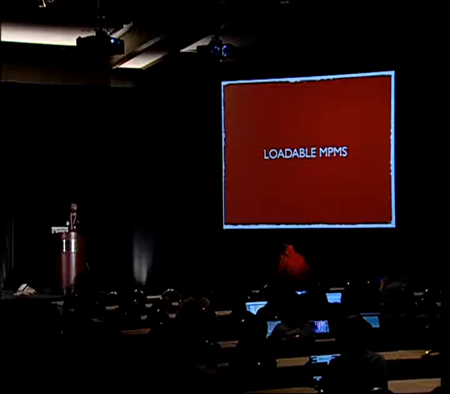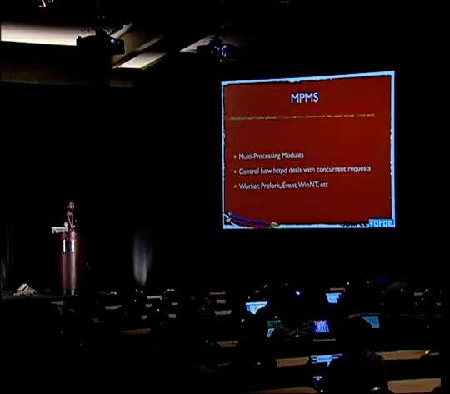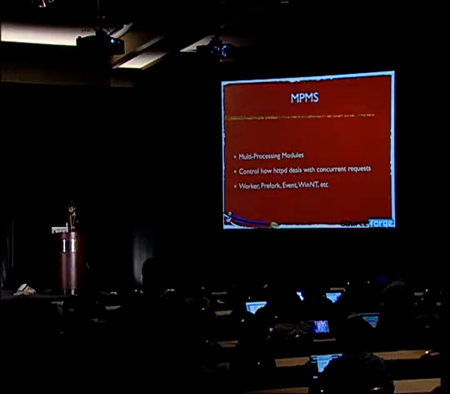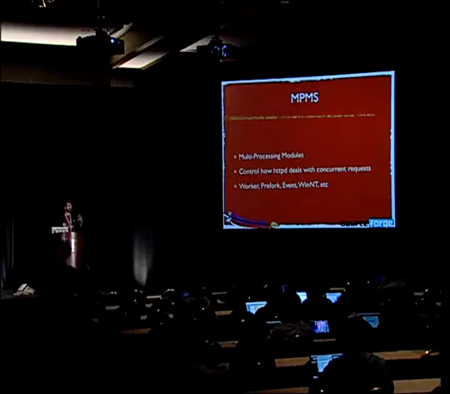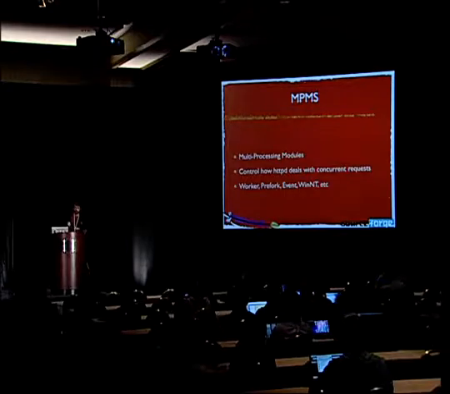Prior to 2.4, the MPM, the multi-processing module, was very tightly bound up in how the build was done. If you wanted to switch from, say, a pre-fork MPM to a threaded MPM, you would have to reinstall the Apache server. There are several MPMs available. There's the pre-fork, which consists of a single parent and several single-threaded processes. The worker MPM consists of multi-threaded processes.